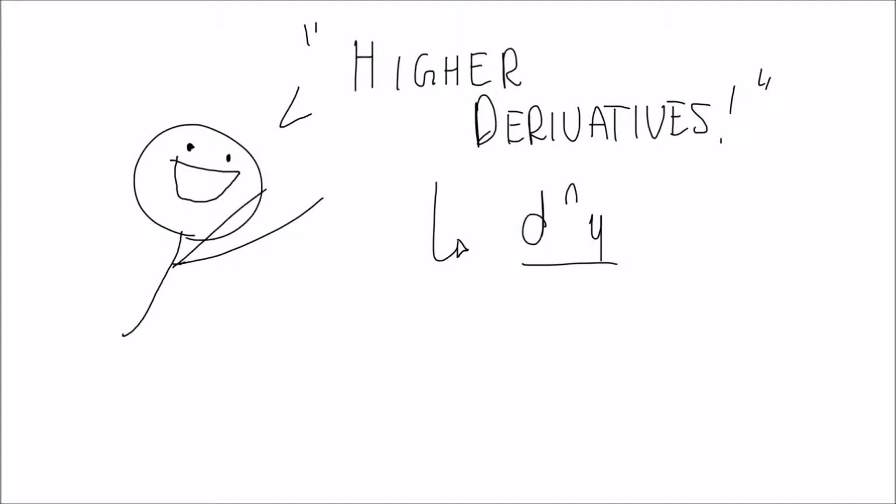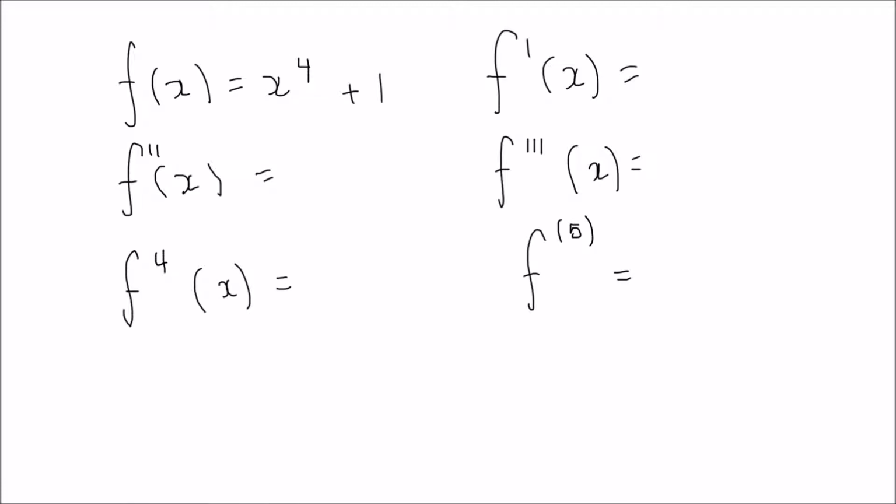And here you can find the form d to the n times y over d x to the n, or f to the n of x.